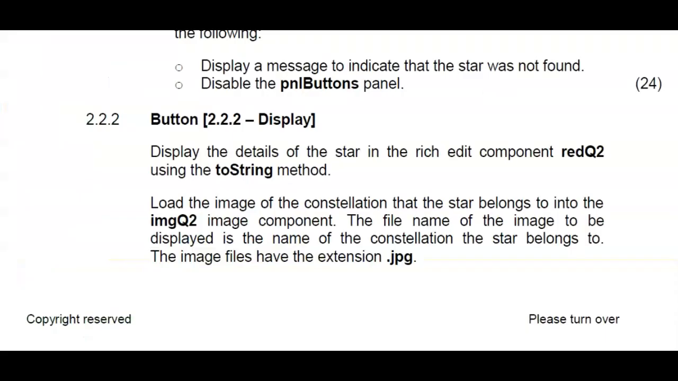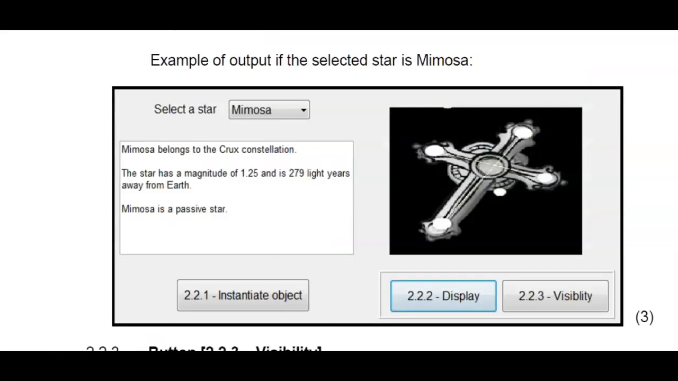So now is your time to practice. This is button 2.2.2. Press pause and try it yourself. So we are required to display the toString as well as load an image that matches the name of the constellation, and note the .jpg file extension. Here is an example of output. Note that the output is at the top of the rich edit, so make sure that you add your .clear.